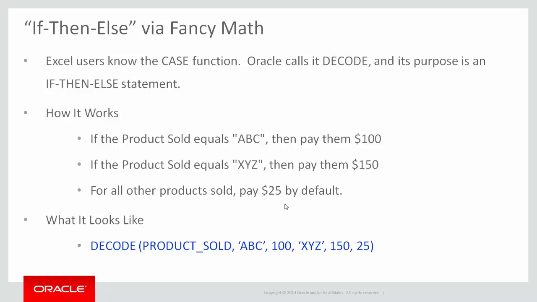So if I was to build that in the expression builder from within the application, I would select the decode statement, and I would say decode, and I would say when the product sold, so product sold is right here, when the product sold equals ABC, then pay 100. When it's XYZ, pay 150, and then for all else, 25. Again, it's different than the way that Microsoft handles it, but different is okay. And as soon as you can pick up the nomenclature to build these expressions, it's actually a very, very powerful tool within the Oracle application.